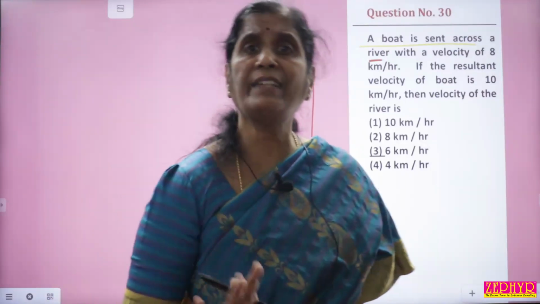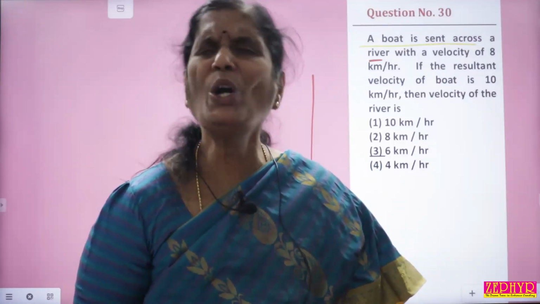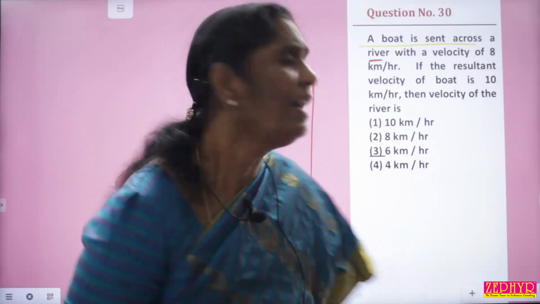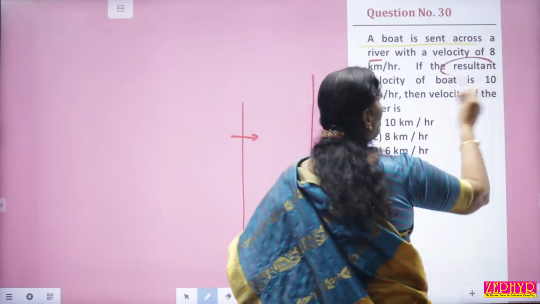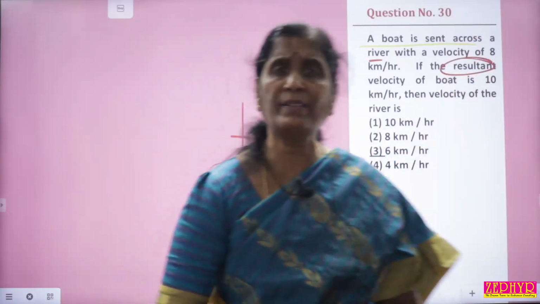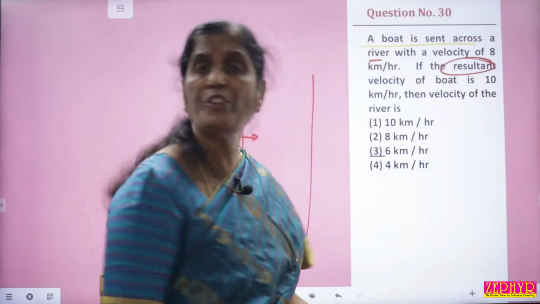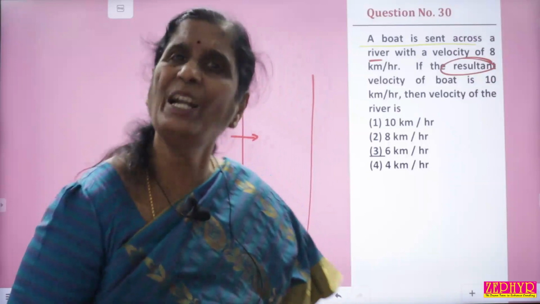There are no conditions. He has to travel in the shortest path, or he has to travel in the shortest time. No condition. They are just giving the resultant. What is meant by resultant? Resultant means the velocity of the boat and the velocity of the river, their resultant. That's all.